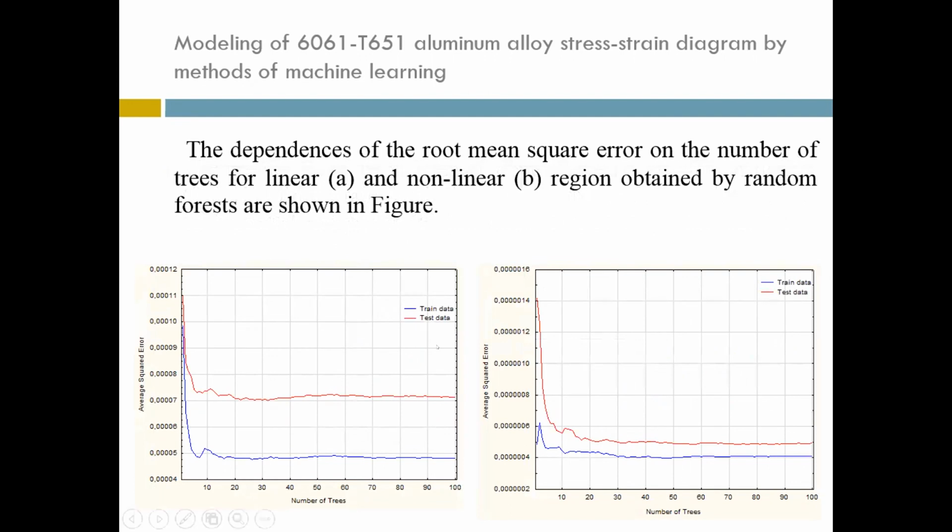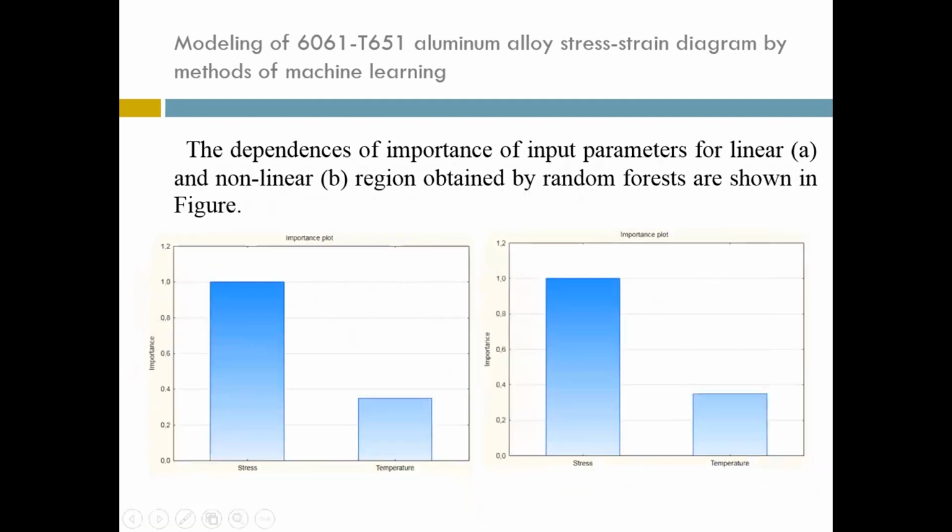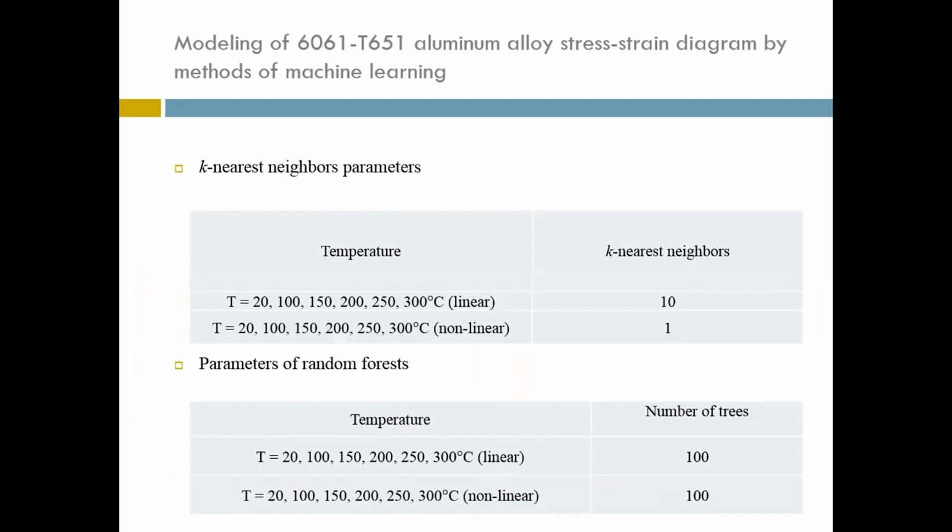Here is the dependence of the root mean square error on the number of trees for the linear and non-linear regions obtained by the two methods of machine learning. This is the importance of the input parameters, that is, stress and temperature. You see that stress is a very important parameter in our investigation. These are the parameters that we use in order to build our networks.